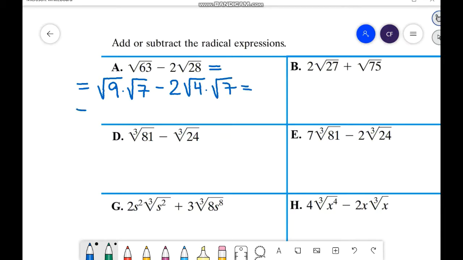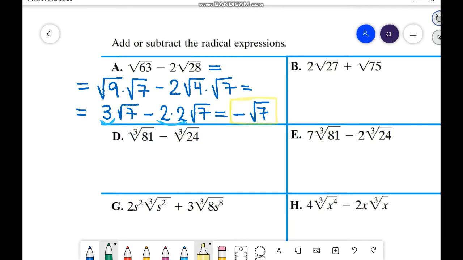Let's try to simplify now. The square root of 9 is 3, times the square root of 7, minus 2 times 4, the square root of 4. The square root of 4 is 2, times the square root of 7. And now we combine the numbers in front of the radicals. 3 minus 2 times 2, 4. 3 minus 4, negative 1 square root of 7. That is the answer for letter A.